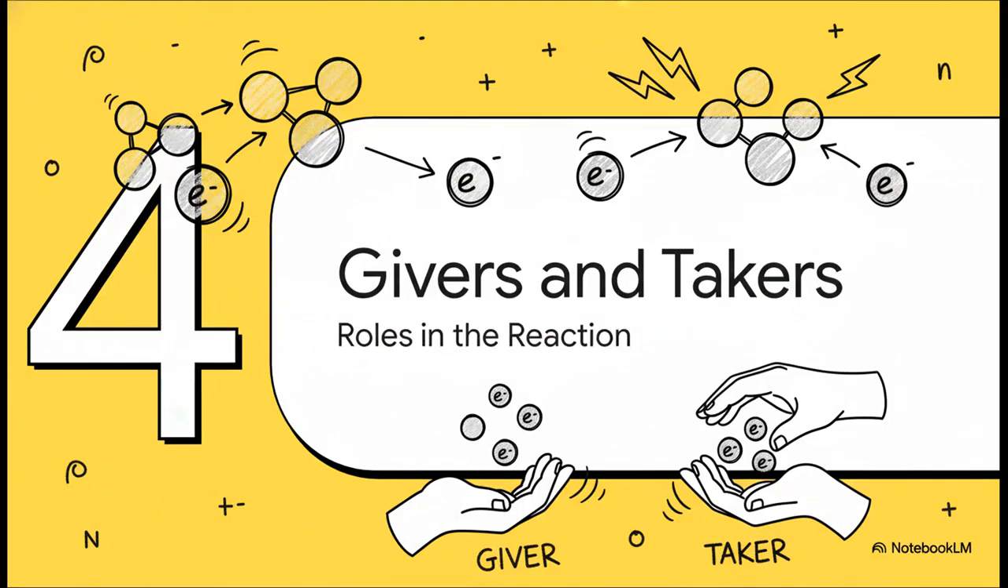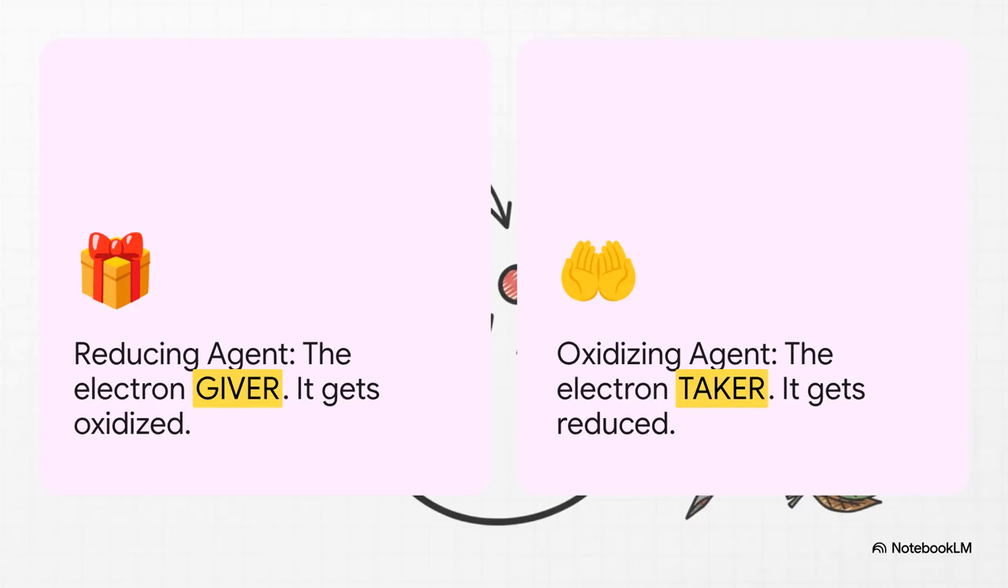Okay, so now that we know how to keep score, we can start to define the actual roles that these different substances play in the electron dance. You've got your givers and you've got your takers, but they have some names that can be a little bit tricky at first. All right, stick with me here, because this can feel a little backwards.